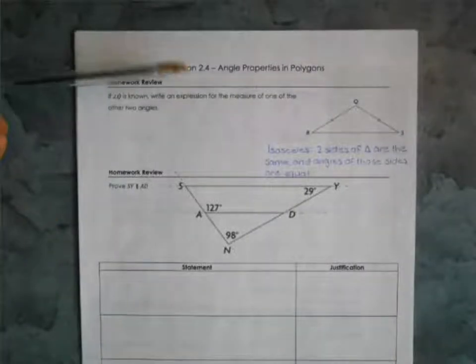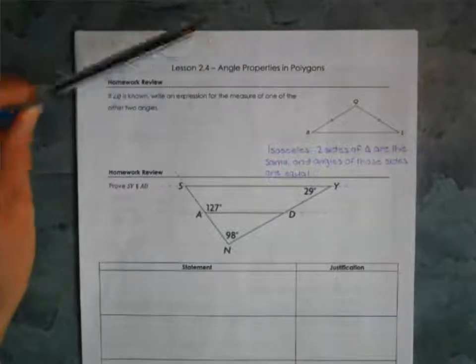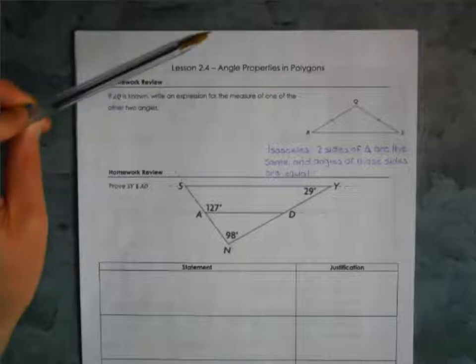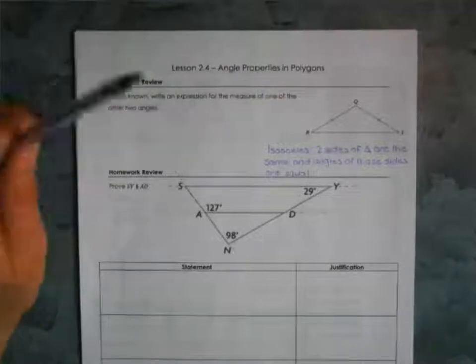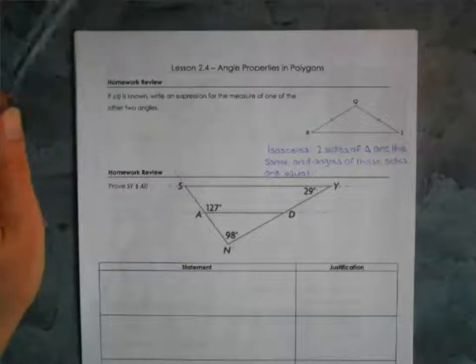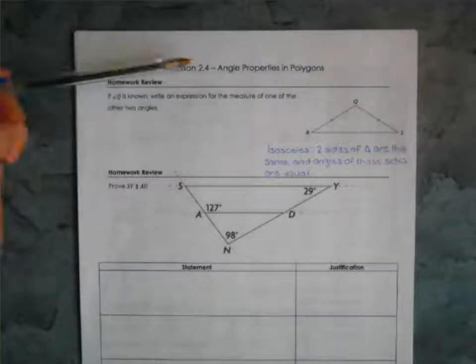Hi guys, so today we're looking at lesson 2.4, and last time I realized I'd accidentally put in the wrong title. I had scale factors for 2D objects, so I don't know why I had that in there. I think I must have copied it from Math 20-1 by accident. So what we're actually looking at today is angle properties in polygons.